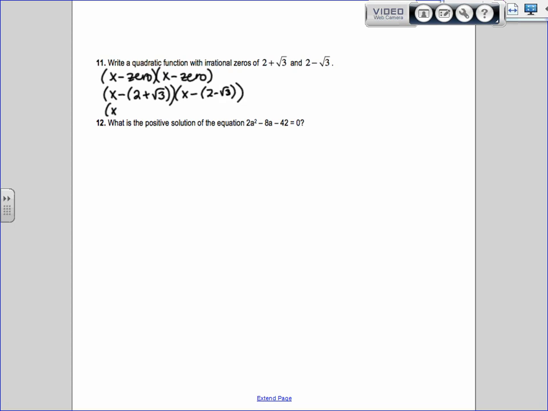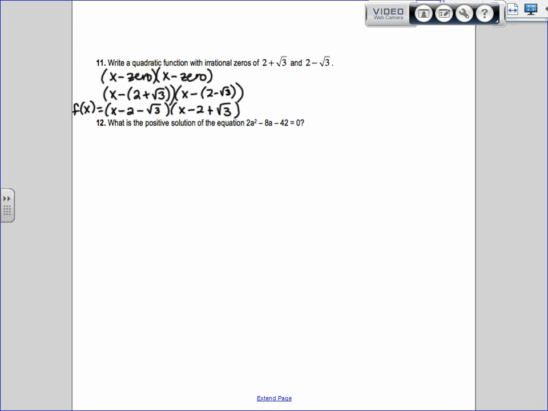So I'm going to distribute my negative. So I'm going to have x minus 2 minus root 3 times x minus 2 plus root 3. But it's a little bit tricky because it's not in the form that I want. I want ax squared plus bx plus c. I want to see what my coefficients are, a, b, and c. So what do I need to do? I'm going to multiply it out. You guys see what I need to do?